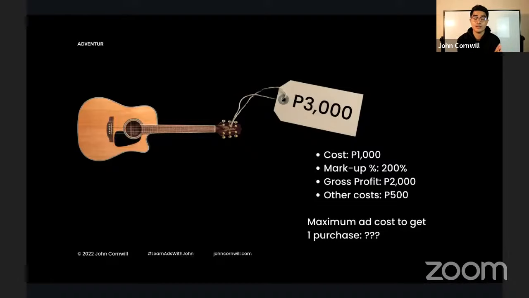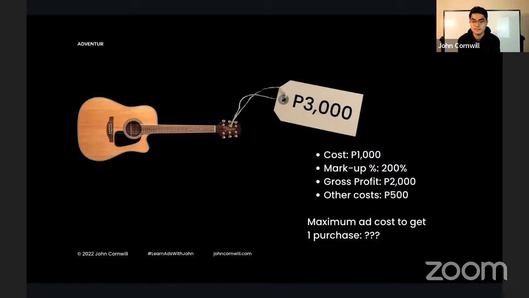So, yung markup mo is 2,000 pesos. Tapos, binenta mo siya ng 3,000 kasi 1,000 plus 2,000 is 3,000, di ba? So, yung gross profit mo doon is 2,000. Now, meron kang other costs. Ito, sasabihin ko na lang to.